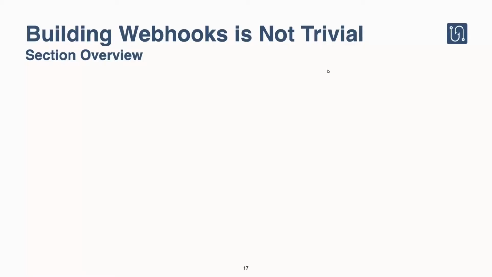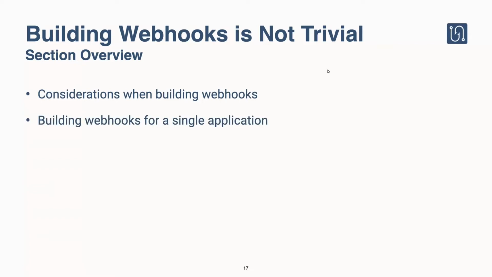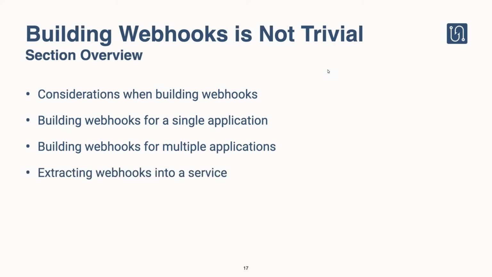In this section, we're going to explain why a robust webhooks implementation can get really complicated really fast. First, we'll talk about the first challenges that may come to mind. Next, we'll show you what it looks like to implement webhooks well in one app. Then, we'll show you what it looks like to implement webhooks well in multiple apps. And lastly, we'll talk about abstracting away this implementation.